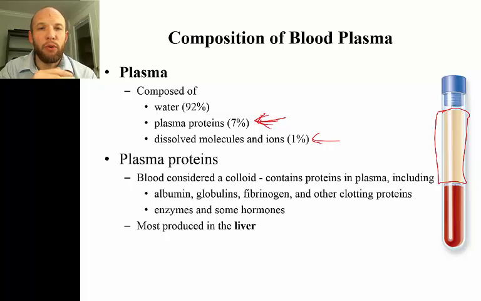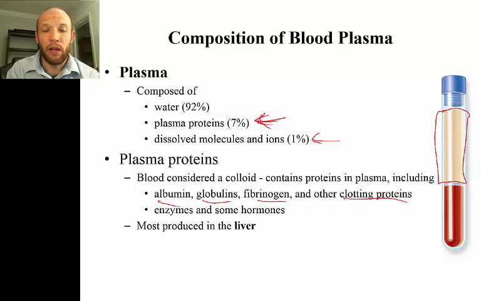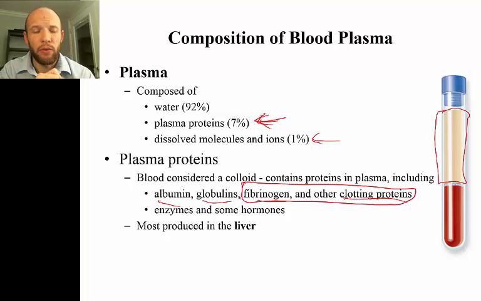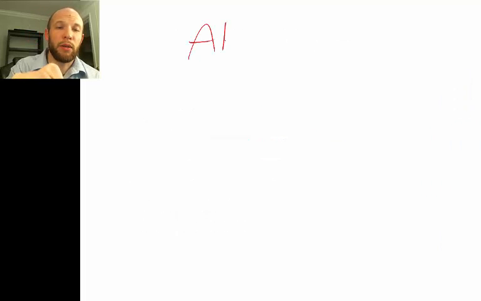When we talk about plasma proteins, this is actually a pretty diverse group of proteins. Mostly these are going to be made by the liver. And we're going to see some major categories of these, and we're going to spend some time looking at them. We're going to talk about albumin, globulins, fibrinogen, other clotting proteins. Fibrinogen and other clotting proteins should be categorized kind of together. We'll talk about that in a little bit. But let's talk for a minute about albumin, right?